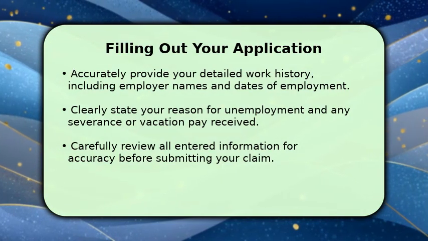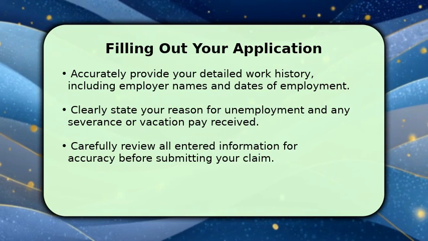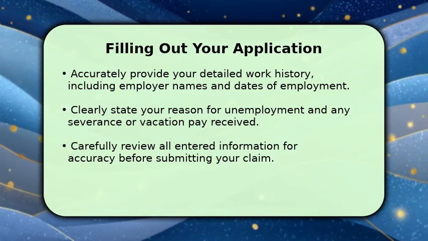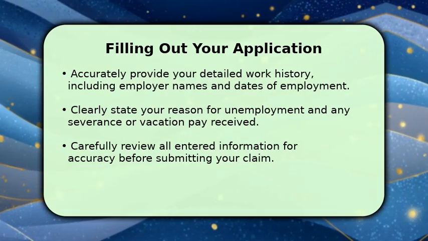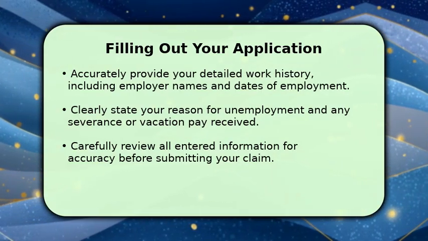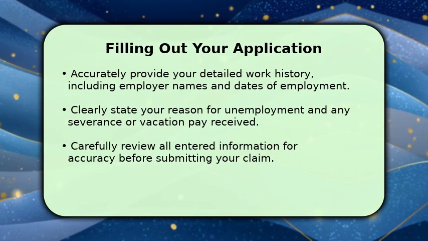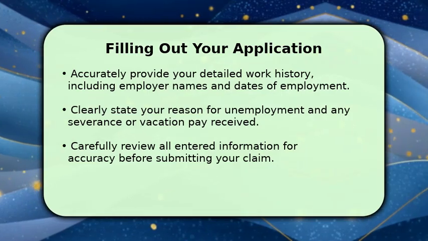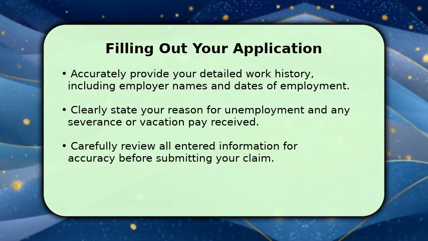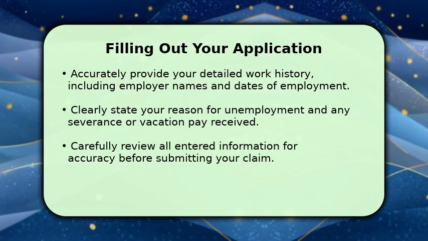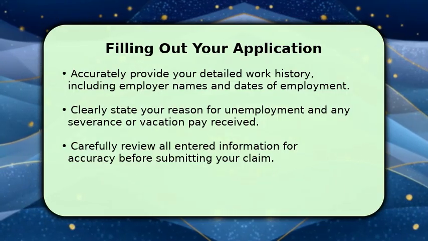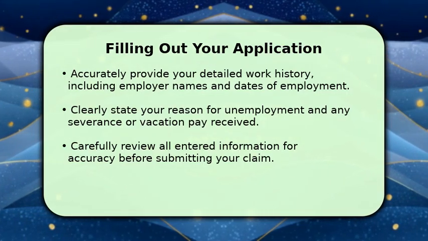Now it is time to complete the actual application. You will need to accurately provide your detailed work history, including the names and addresses of all employers for the past 18 months, along with your dates of employment and wages earned. Clearly state your reason for unemployment and disclose any severance or vacation pay you may have received. Take your time to carefully review all the information you have entered for accuracy before clicking the Submit button.